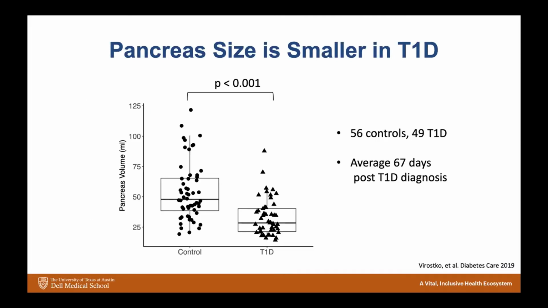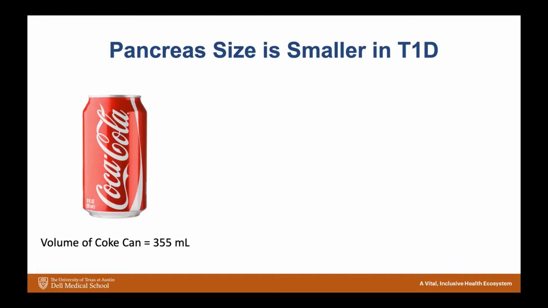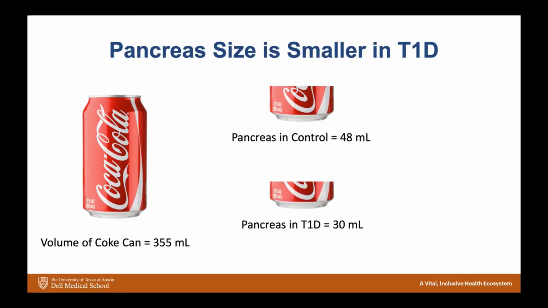Actually, before I get to that, I'm going to give you some context for these size changes, just to give you a sense of what a 25 milliliter pancreas size might look like. A can of Coke is 355 milliliters. On average, the pancreas size in control individuals is about 50 milliliters. So think of that as about a seventh of a can of Coke in size. Pancreas size in somebody with type 1 diabetes is about 40% smaller, so it's 30 milliliters. And when we think about the islet volume of the pancreas, we think that islets or beta cells are 1 to 2% of the pancreas.